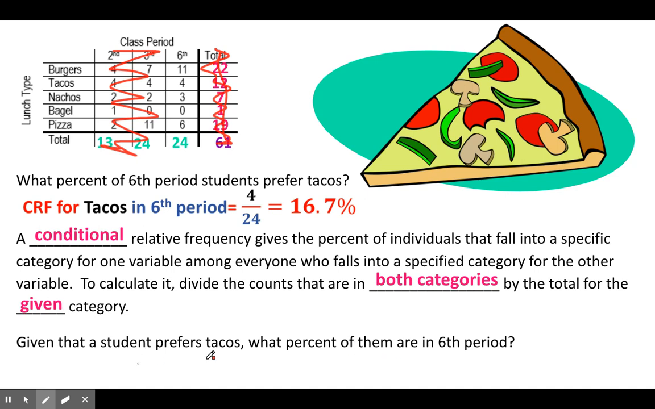So just as another practice down here, given that a student prefers tacos, what percent of them are in sixth period? I'm going to erase my previous marking so I can do this one. So we want to know, given that a student prefers tacos. So that means we're only going to care about the taco row, right? Everything else in this table doesn't matter anymore. So given that a student prefers tacos, only out of these people right here, we want to know what percent of them are in sixth period.